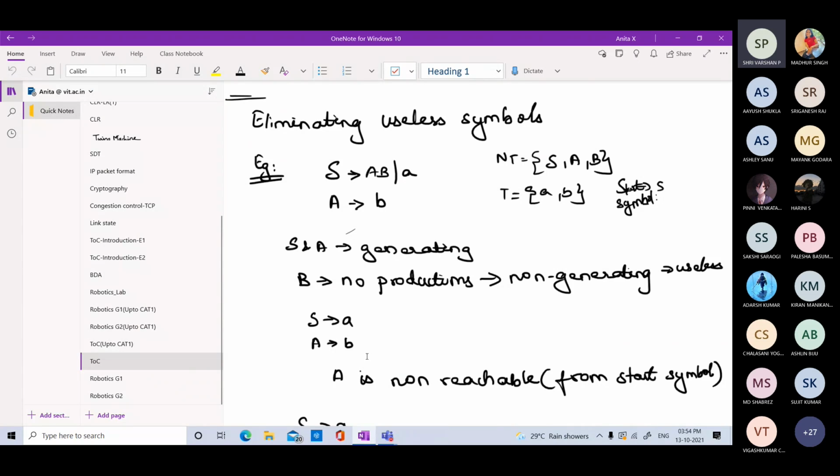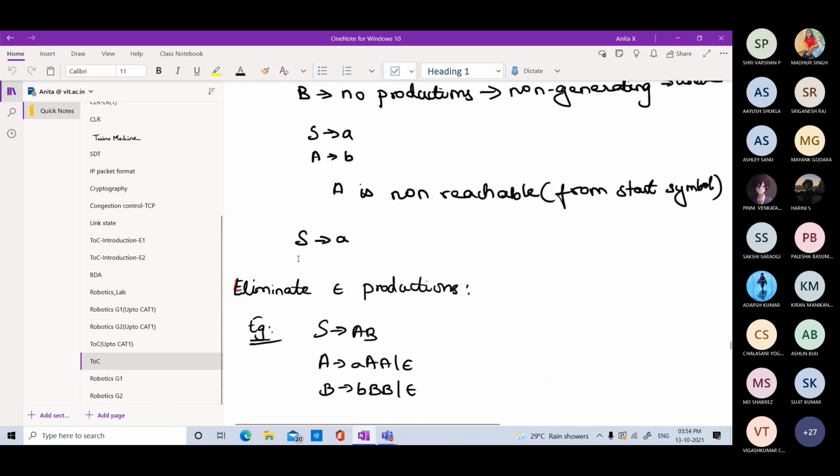Next comes the non-reachable. After eliminating the non-generating symbol, you can see here that non-terminal A is not reachable from S. So A is a non-reachable symbol. So it is also a useless symbol, and that needs to be eliminated. After elimination, I will be having only this particular production. When we talk of the useless symbol, its presence will be of no use at all, so we can directly eliminate it.